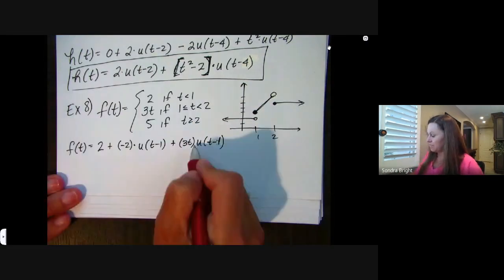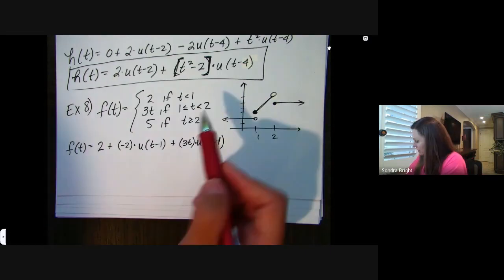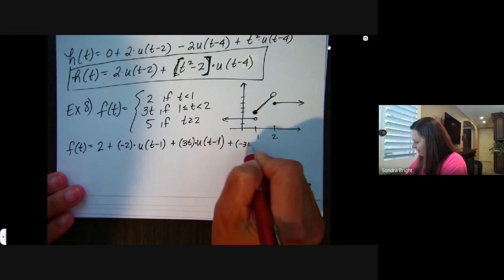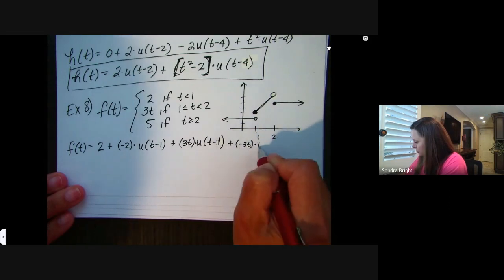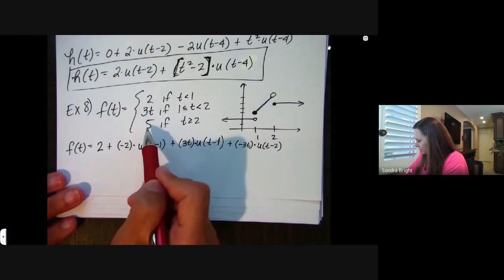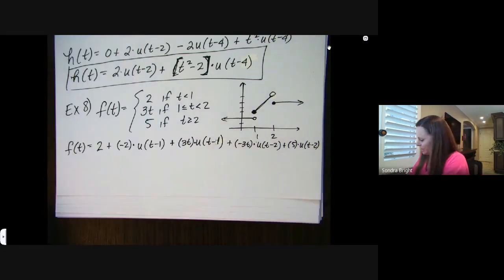But then the 3t gets turned off when t is 2, so we need to go plus a negative 3t times u of t minus 2. And then 5 gets turned on, so plus 5 times u of t minus 2.